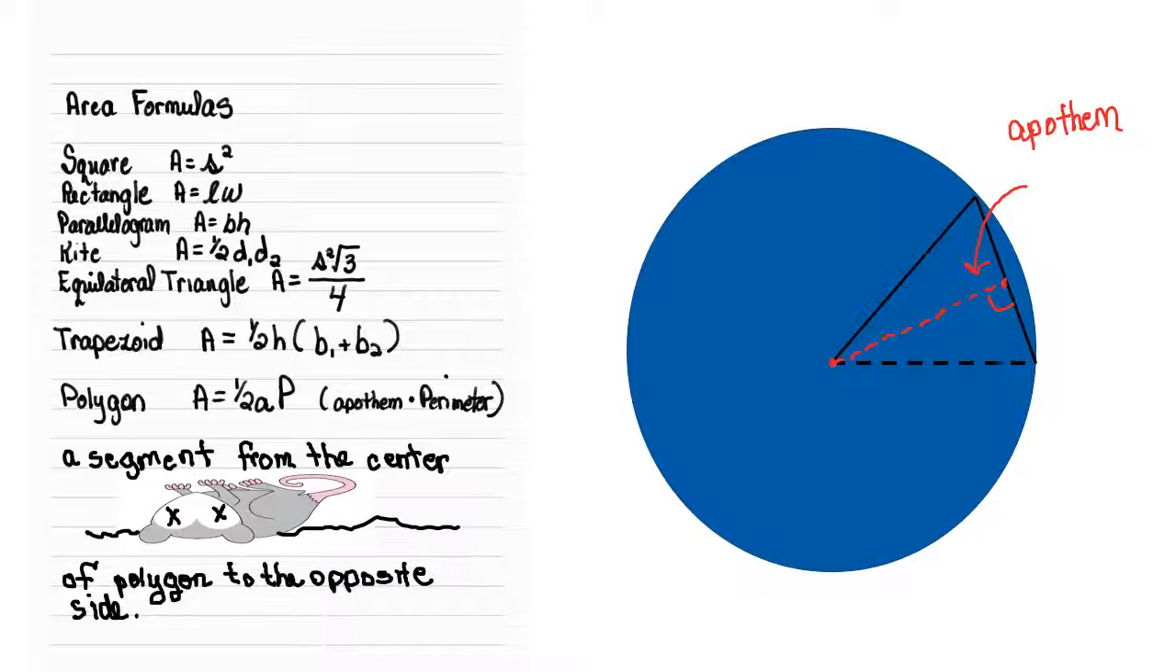You can find the area of one of the triangles and then just add them together inside the polygon to do it that way. A segment from the center of the polygon to the opposite side is the apothem. Remember when doing this to take out the isosceles triangle and then take out the right triangle. All right, know your shapes and you'll know what to do with them.